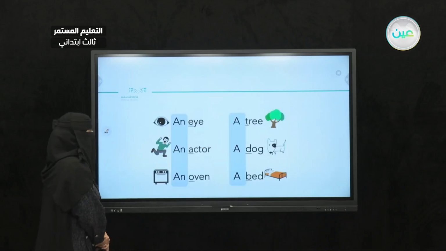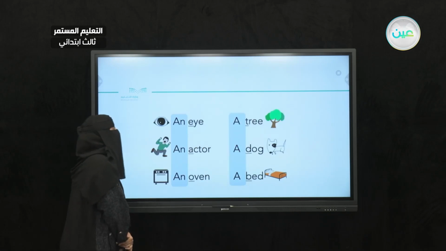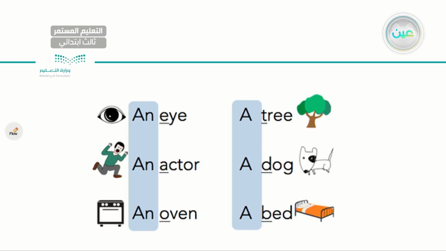Now, here are more examples. An eye, an actor, an oven.